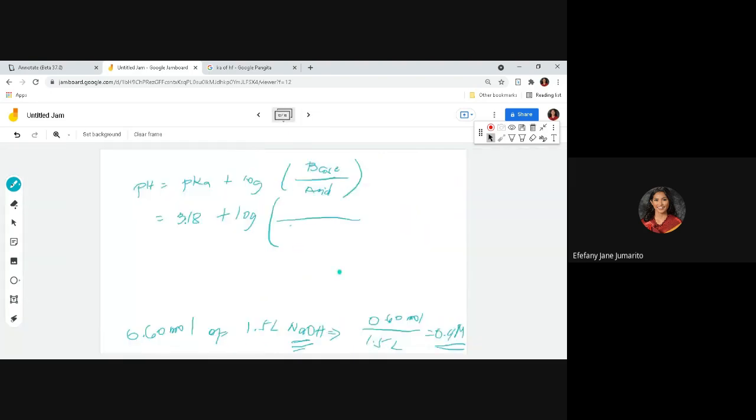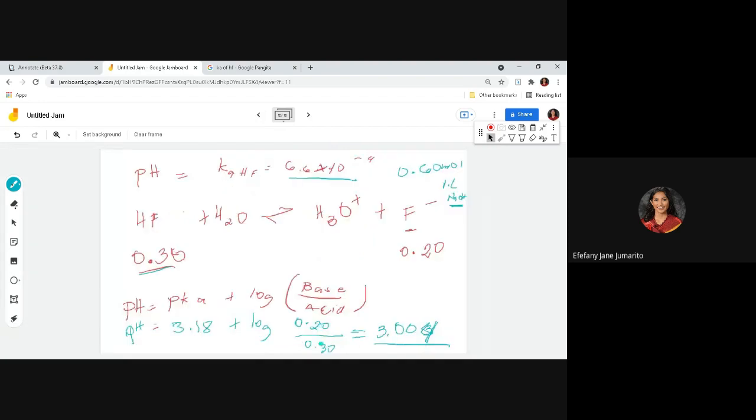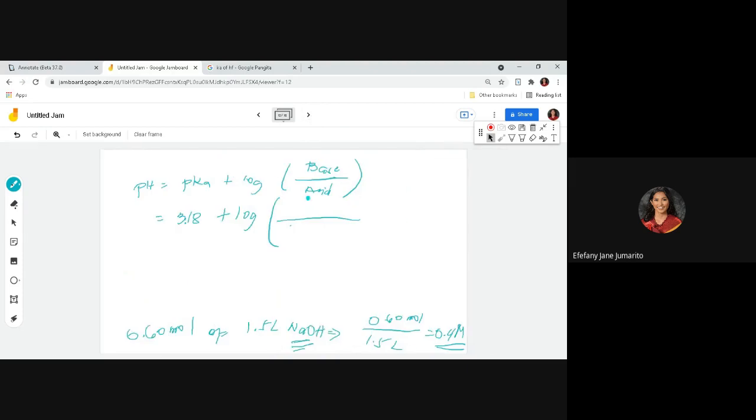Plus, you react, the NaOH will be consumed, and then the acid. What will happen? It will be consumed. Okay, so we have the acid, which is 0.30.